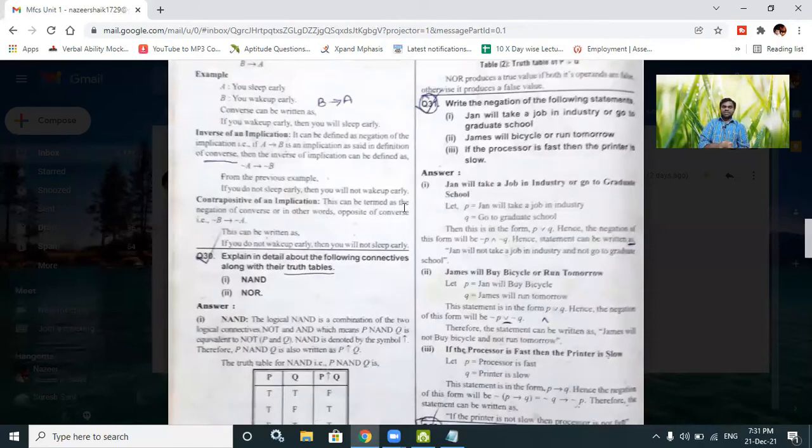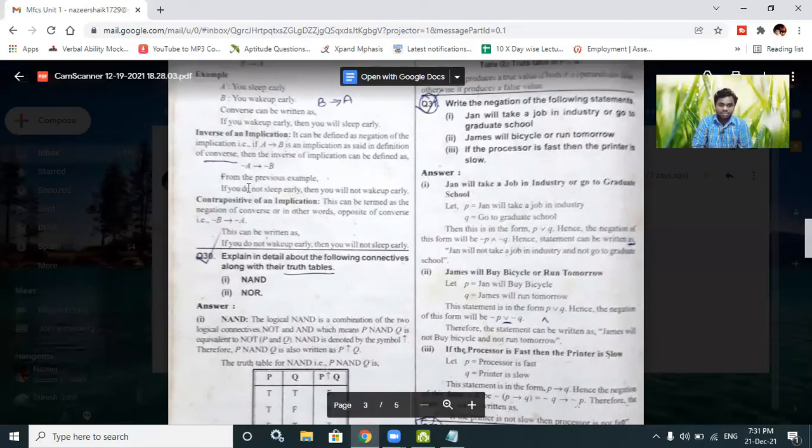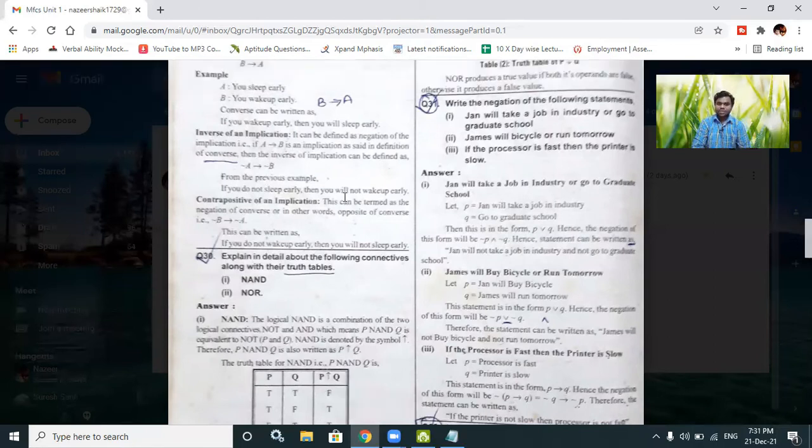Inverse of an implication. Inverse means negation. Negation of the implication: the implication is generally A implies B, and here the inverse is negation A implies negation B. It is noted in this way. From the previous example: if you do not sleep early, then you will not wake up early. So in this way, we use the inverse of the implication.